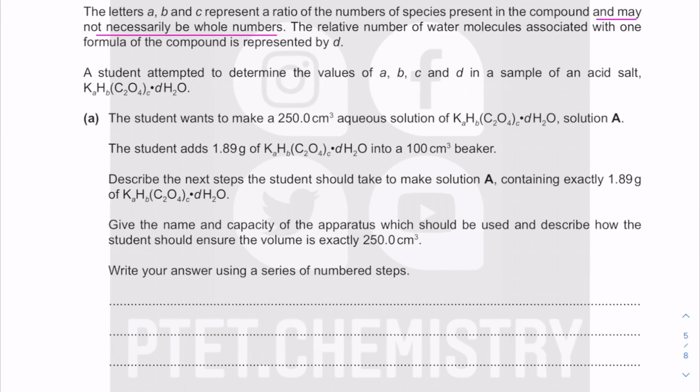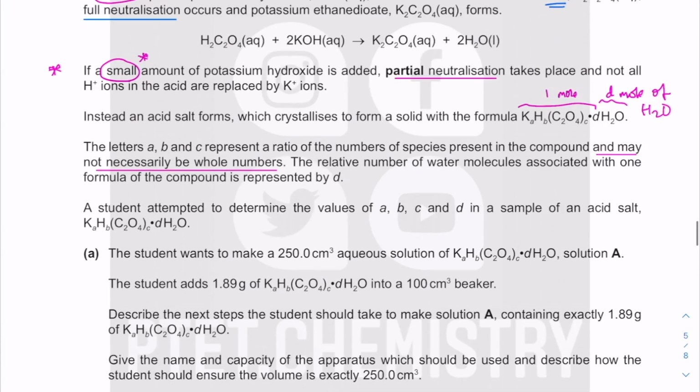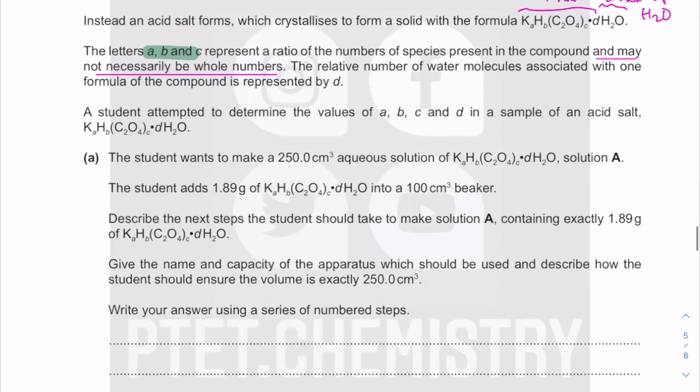of an acid salt. So we don't know A, B, C, and D. A, B, C, not necessarily whole number. So be careful. They did say A, B, and C not necessarily whole number, but they did not mention about D. So D can be whole number, but A, B, and C are not necessarily whole number. They are just the ratio of the number present.